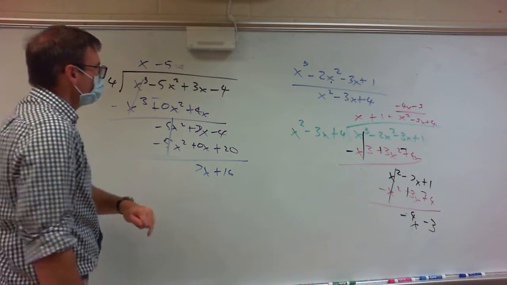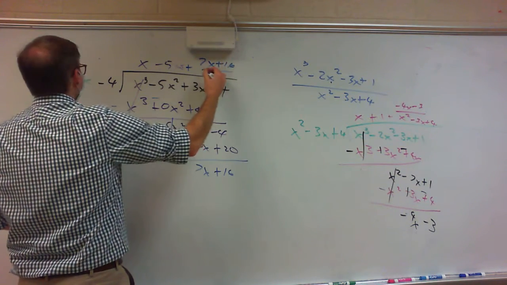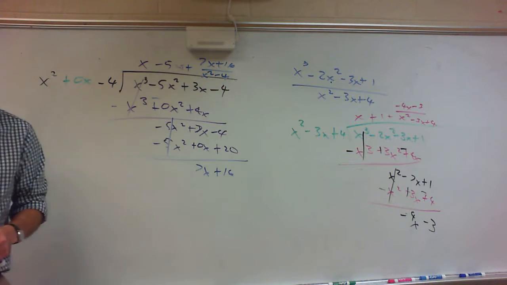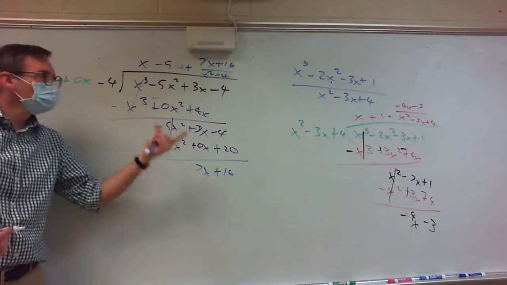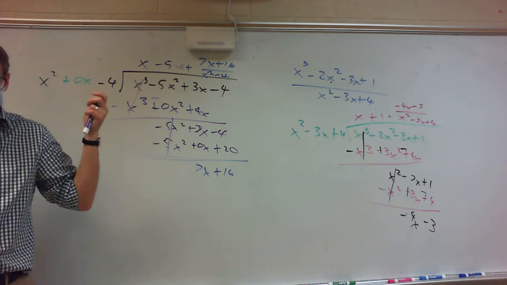And since we've got a remainder, I want to put plus 7x plus 16 over x squared minus 4. Because this is our remainder, right? And I still put it over this thing. Does that make sense? Right?